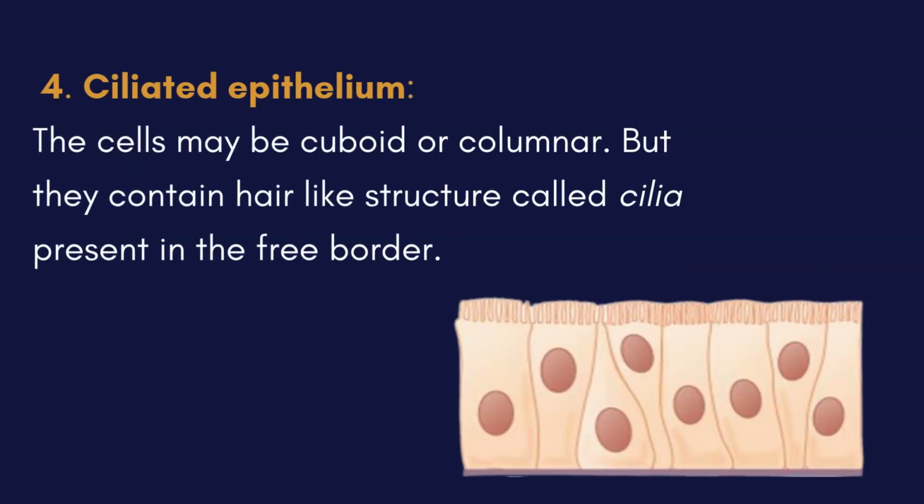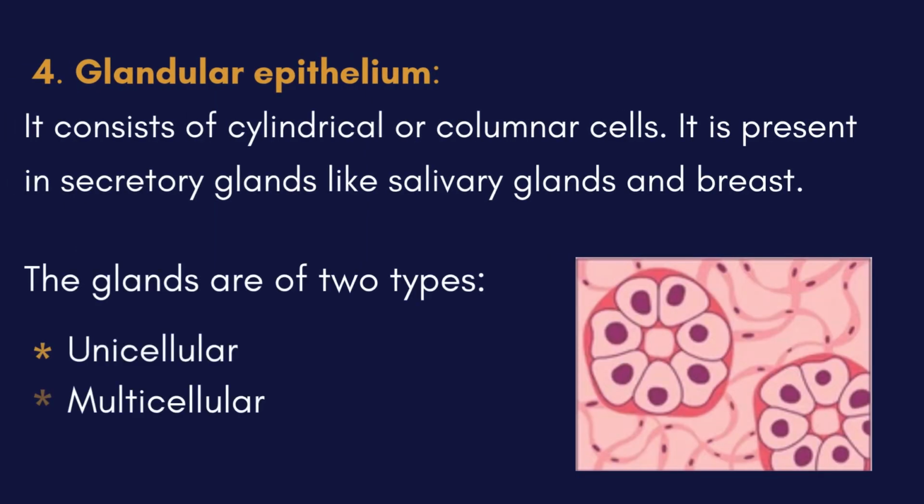Ciliated epithelium. The cells may be cuboid or columnar, but they contain hair-like structures called cilia present in the free border. Glandular epithelium. It consists of cylindrical or columnar cells. It is present in secretory glands like salivary glands and breast.